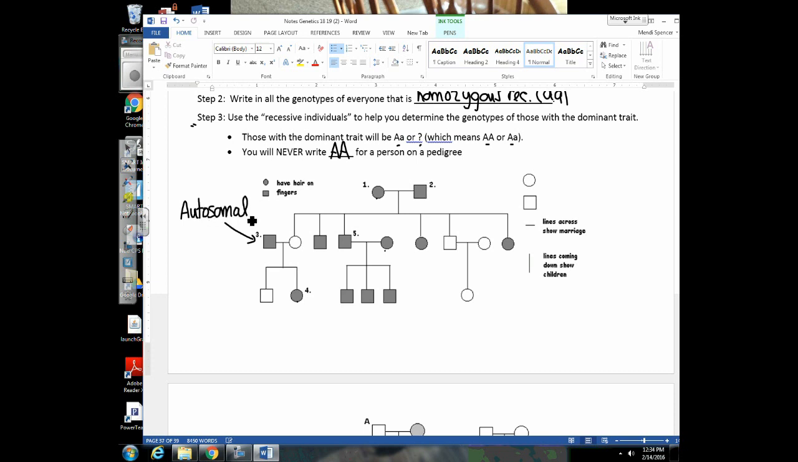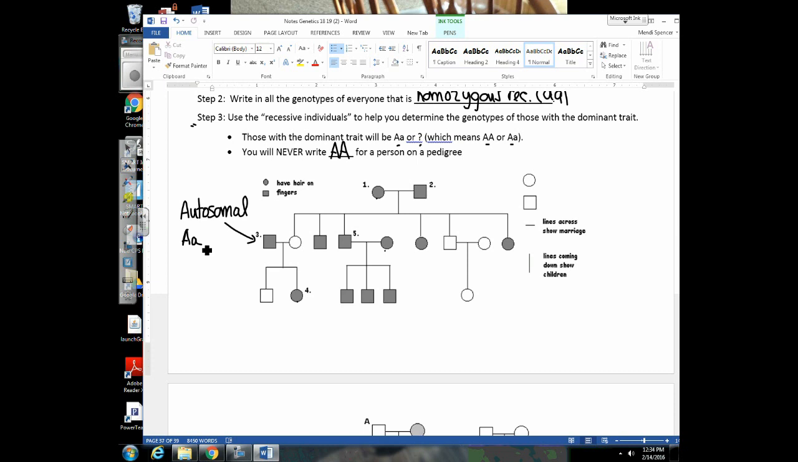What that means is we're just going to write letters like this. We're not going to put anything on the sex chromosomes. Our second decision that we're making about the people that are shaded in is whether this trait is dominant or recessive. So we need to look for some skipped generations.